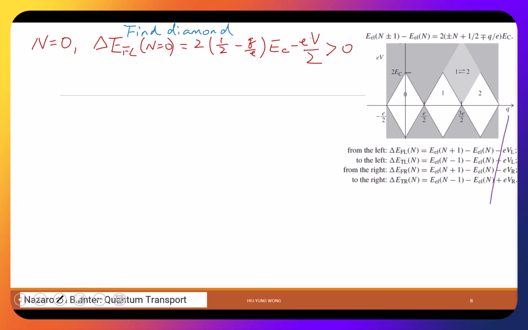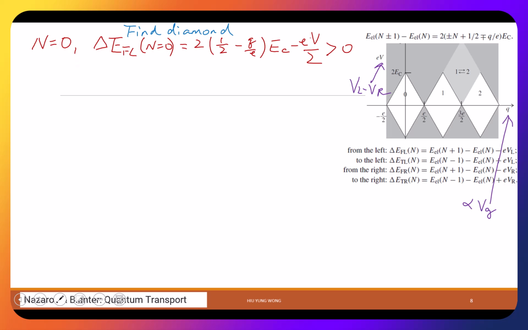This Q is related to VG, the gate voltage. And this is just VL minus VR, the difference of the left and the right electrode potential. Now I want to know in which regime I cannot transport any electron. So I start with N equals 0, and then I try to find out what it is.